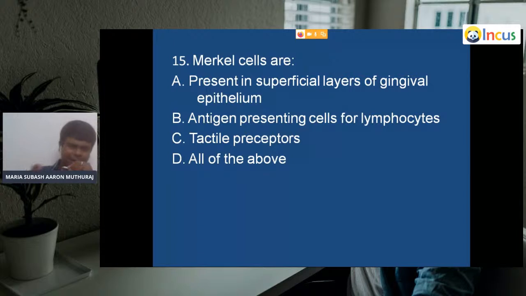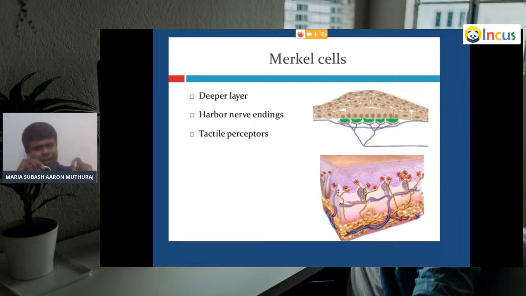Merkel cells are tactile receptors. They are present in the deeper layer of the epithelium. It harbors nerve endings, and it is a tactile receptor. Tactile sensation of the epithelium will be received by the Merkel cells. Merkel cells will be present only in the deeper layer of the epithelium. You should know that. Next is the Langerhans cell.